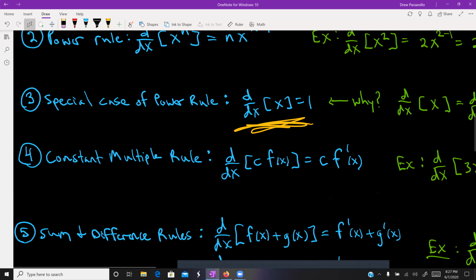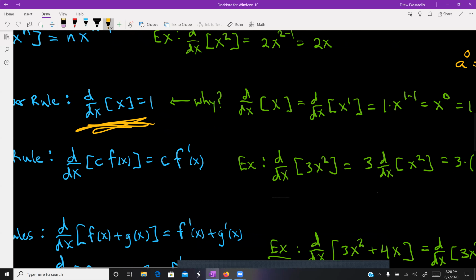The fourth one's called the constant multiple rule. I wouldn't say you have to remember what these are called, just know how to apply them. It's just saying if you have the derivative of some constant times a function, you essentially factor out the constant and then take the derivative of the function. It's kind of like factoring out a number and then taking the derivative of the inside portion.